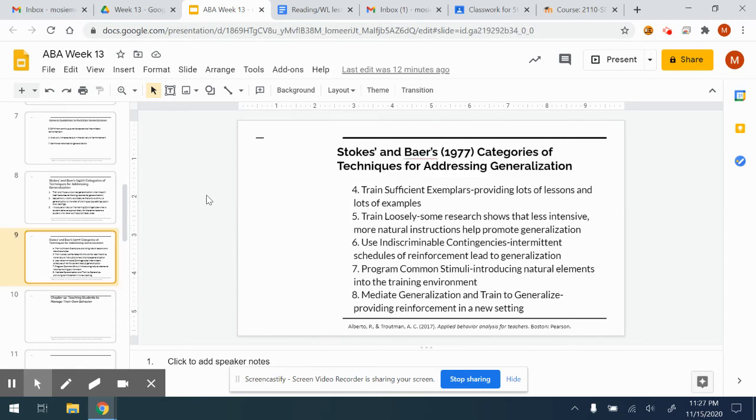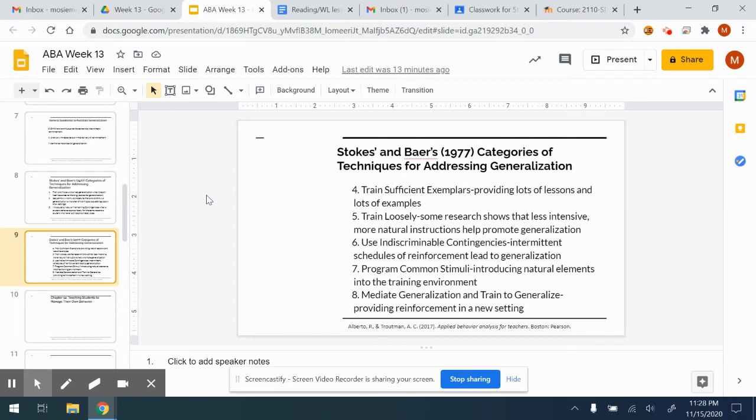Number 4 is making sure that we train sufficient exemplars. So just providing lots and lots of lessons, lots of examples. And we always want to make sure that we show those in the positive. What should it look like? What should you be doing? Not training them to be able to show what it should not look like. We want to train them what it looks like. We don't want to train them to show that. So exemplar models.